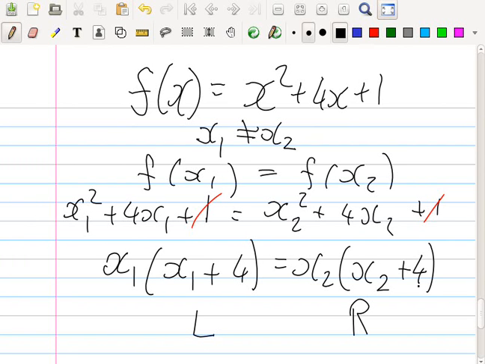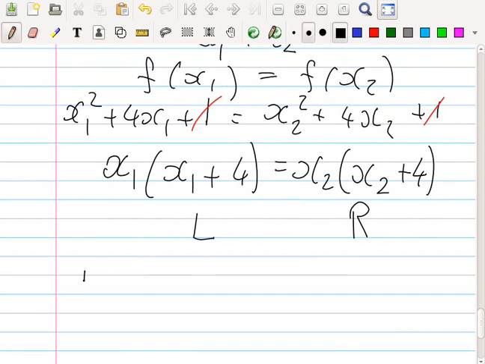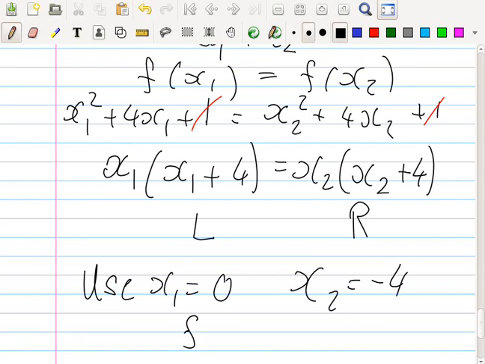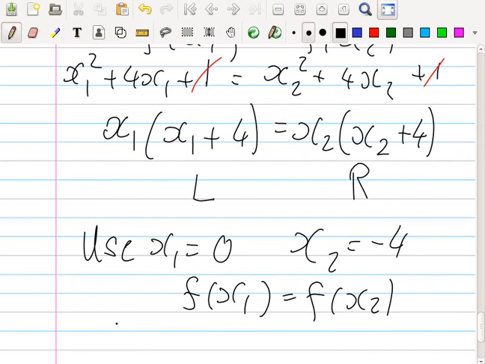Because what's minus 4 plus 4? Are x1 and x2 different? So you have found two different values of x1 and x2 that make this true. Therefore, it is many to 1. So if you use x1 equal to 0 and x2 equal to minus 4, you get the result f(x1) equals f(x2), and therefore many to 1. Although these are not the two numbers I gave at the start as my example.